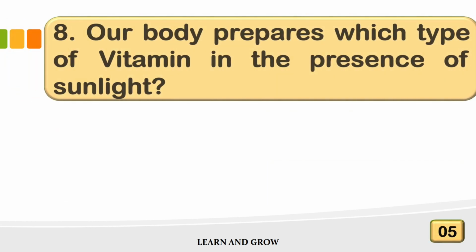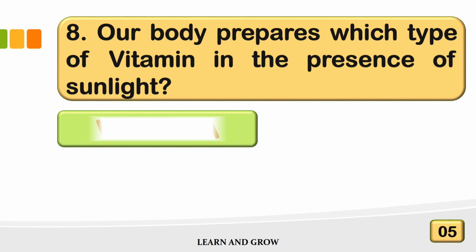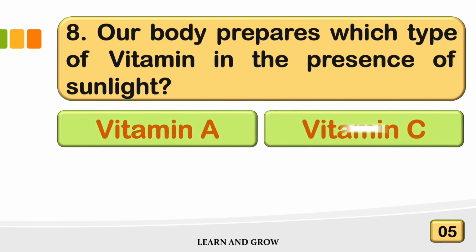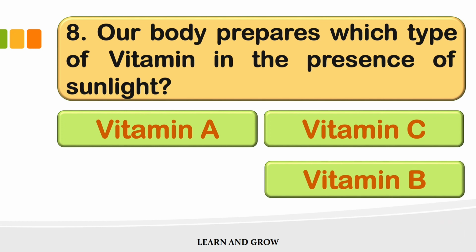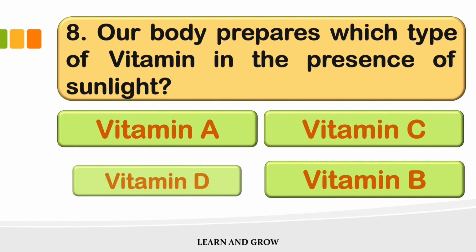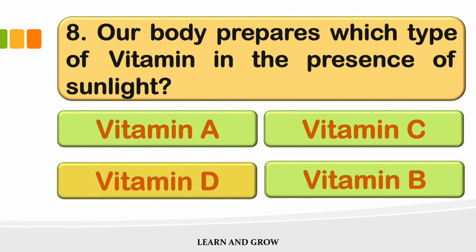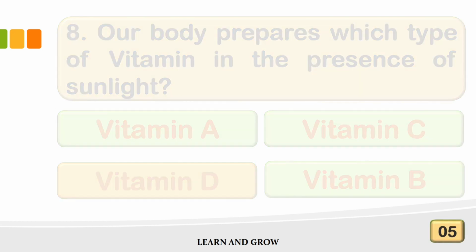Our body prepares which type of vitamin in the presence of sunlight? Option A, vitamin A, option B, vitamin C, option C, vitamin D or option D, vitamin B. The right answer is vitamin D.